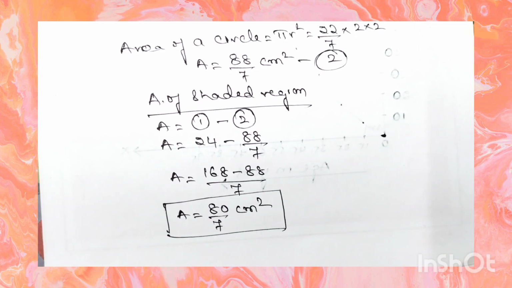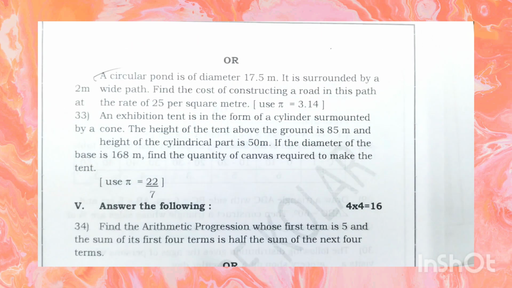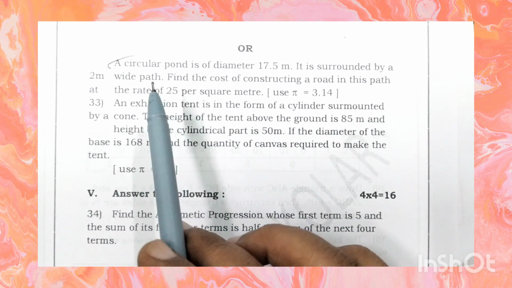Therefore the area of the shaded region is 80 by 7 centimeter square. Like this we have to find out the area of the shaded region. After finishing the area of the shaded region, one more question is there, that is the internal choice question. So let us answer that internal choice question.